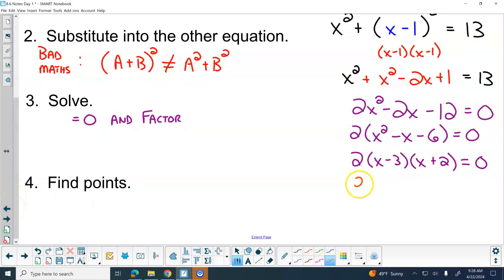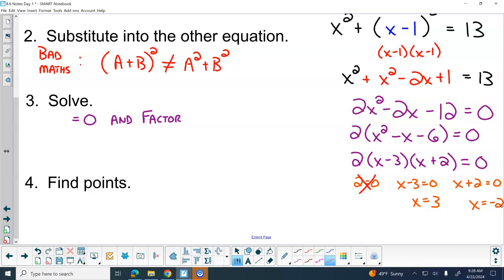So I would say 2 equals 0. I would say x minus 3 equals 0, and x plus 2 equals 0. Okay. 2 equals 0, that just doesn't work, right? X minus 3 equals 0, so that means x is going to be 3. X plus 2 equals 0, so x is going to be negative 2. Okay.